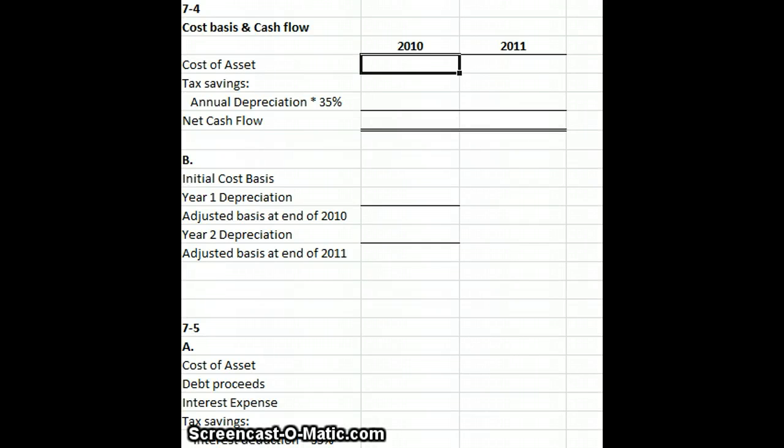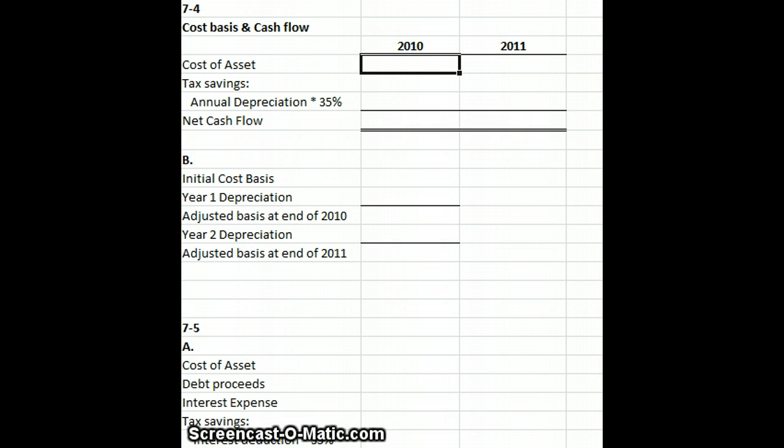Okay, so in this example, this is for our tax class. We are looking at Chapter 7, Property Acquisitions and Cost Recovery Deductions. This is from the Principles of Taxation for Business and Investing Planning, 2012 edition. So let's look at 7.4.